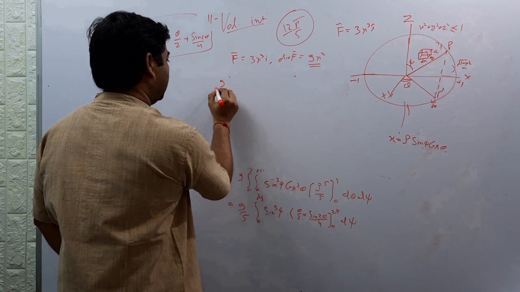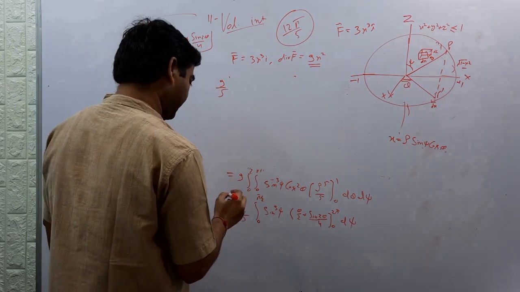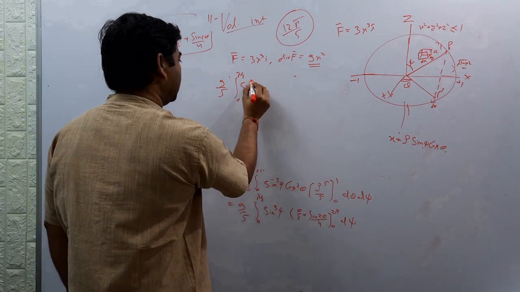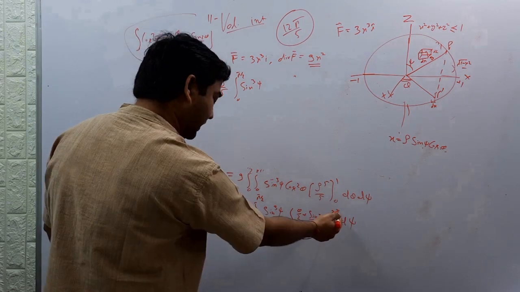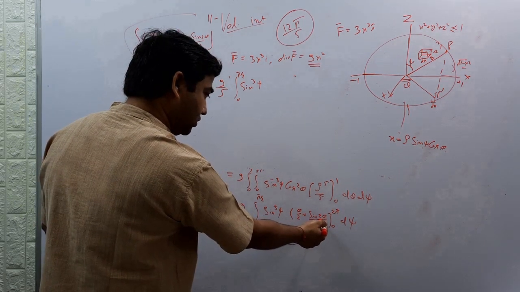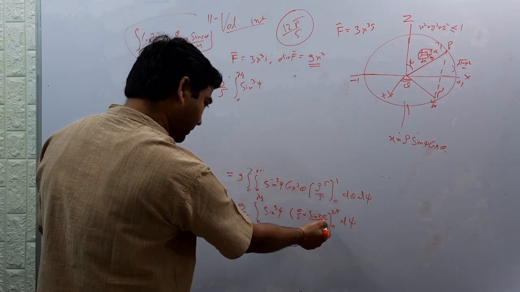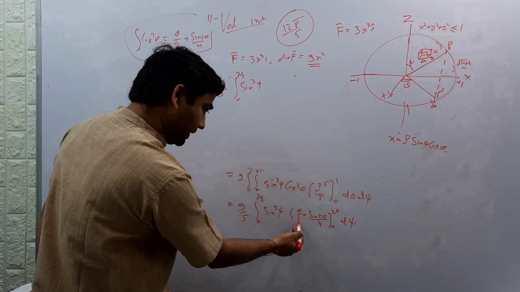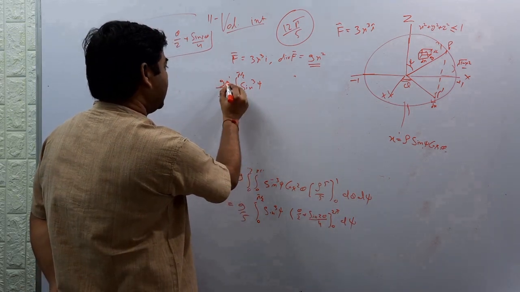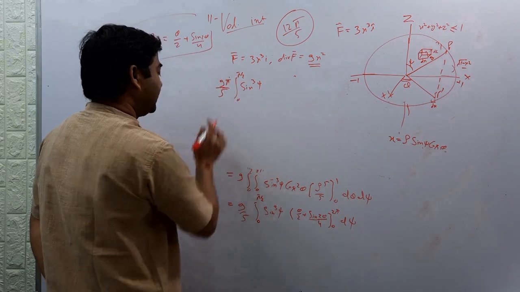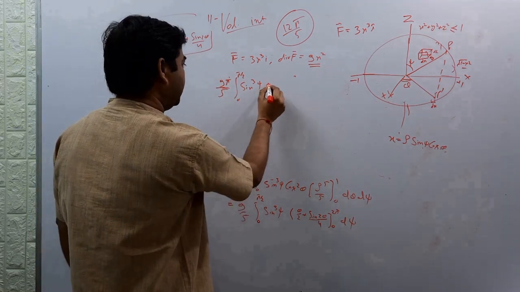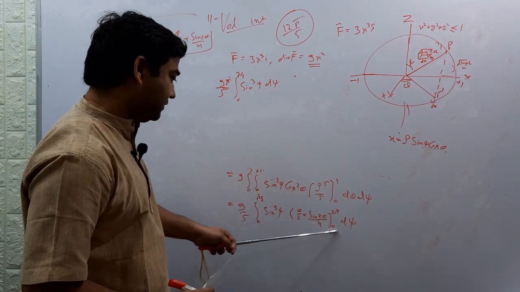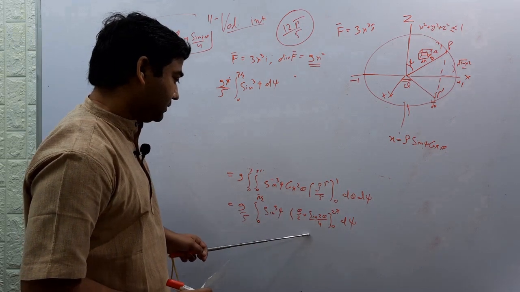Now this is 9 by 5, integral from 0 to 2 pi by 2 of sin cube psi. Sin 2 pi is 0. So this will be 2 pi by 2, that is pi, only pi. So pi will come outside. 9 pi by 5, sin cube phi d psi. So this whole expression will reduce to pi only.